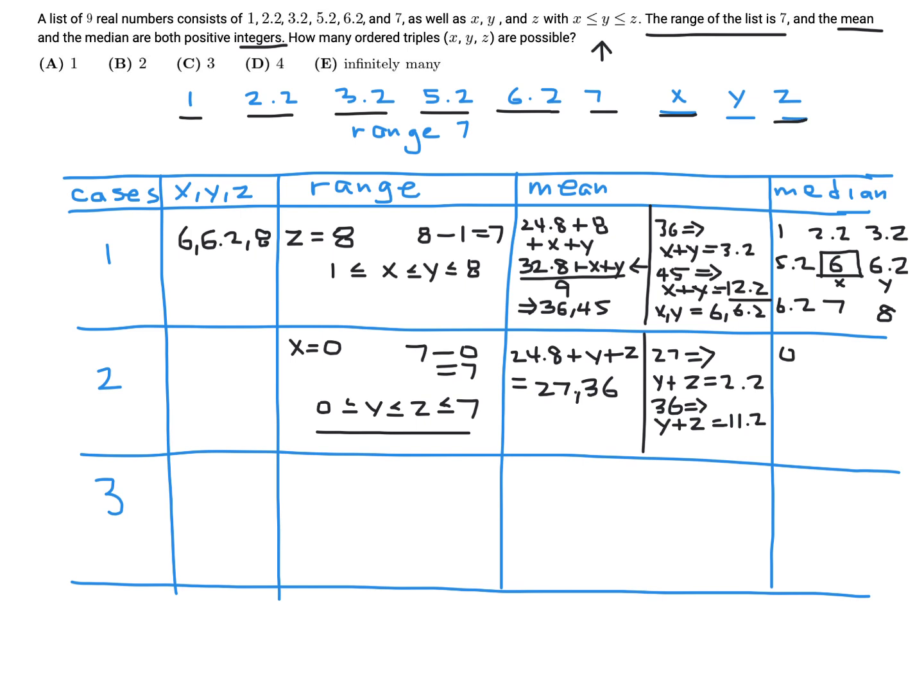Okay, so now we got to figure out the median. So let's put all these in. We have 0, 1, 2.2. We have a 3.2 in there. Then we got some number that we don't know yet.